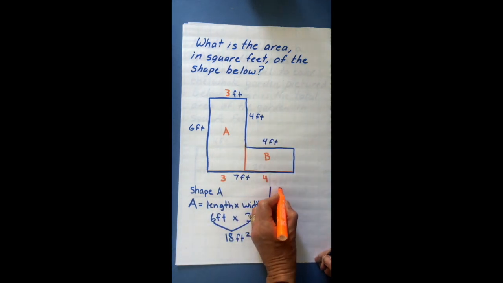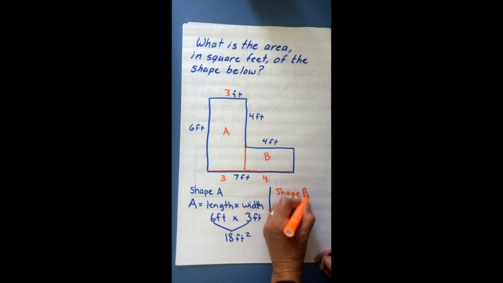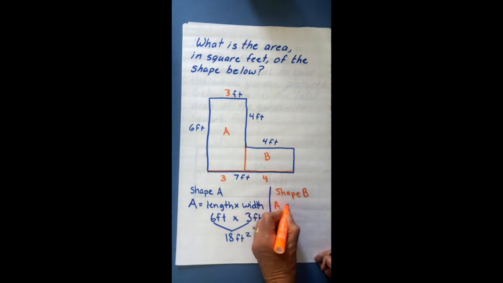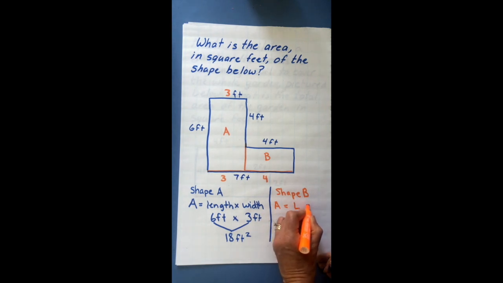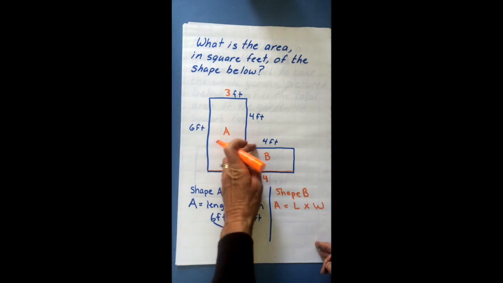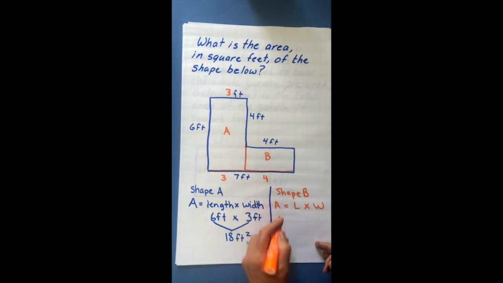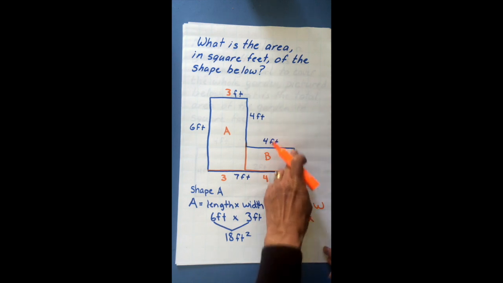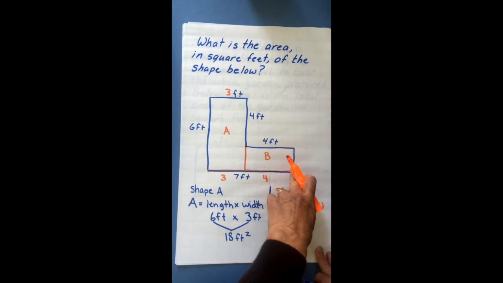But now I have to find the area of shape B, and I know I don't have squares again, so I'll put shape B, and I know area is equal to, I'm just going to abbreviate, length times width. Well, I know the length here, it says it is 4, so that's nice. So I'm going to put 4 feet for the length, but I have to find the width, which would be this length. Oh, so that's kind of hard.